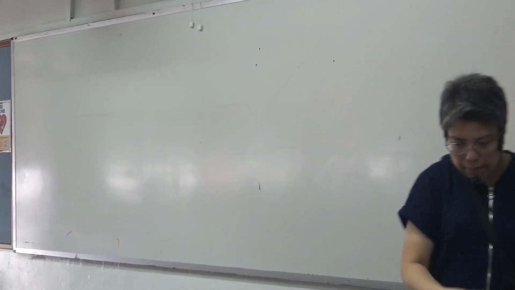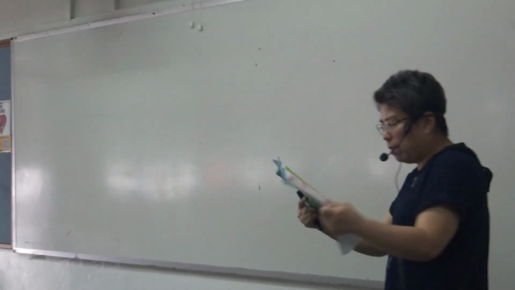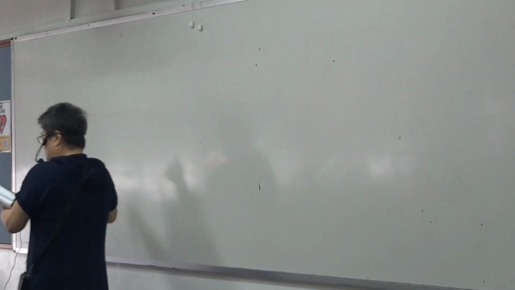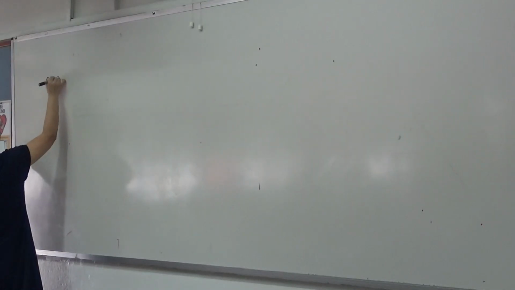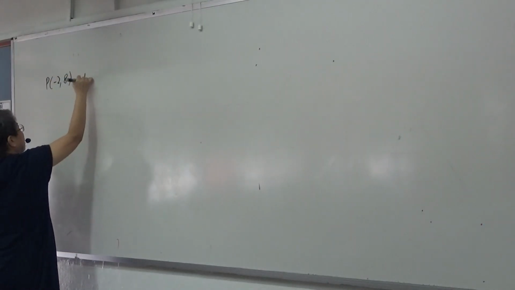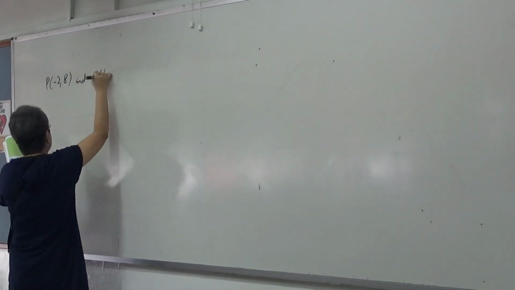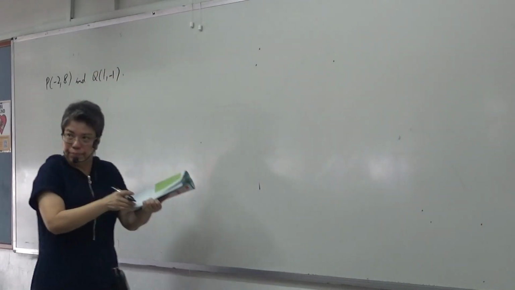Okay, can all of you look at part B? Page 101. Find the gradient of the line passing through each of the following pairs of points. So P is (-2, 8), and Q is (1, -1).